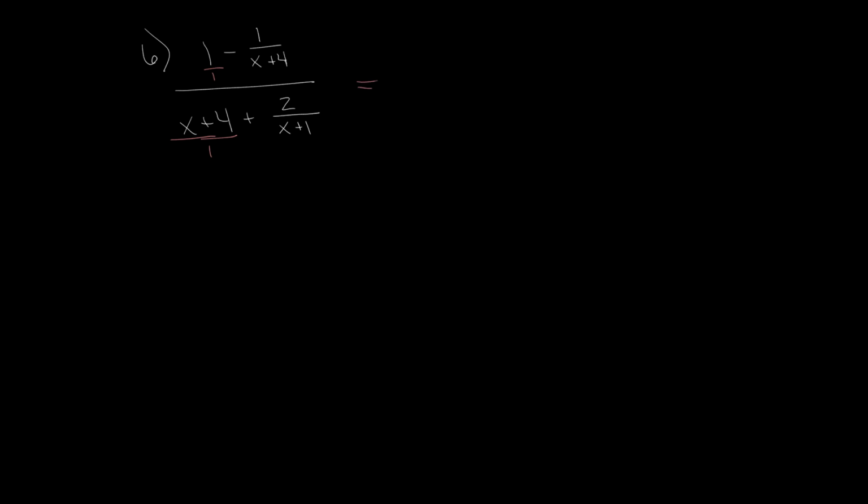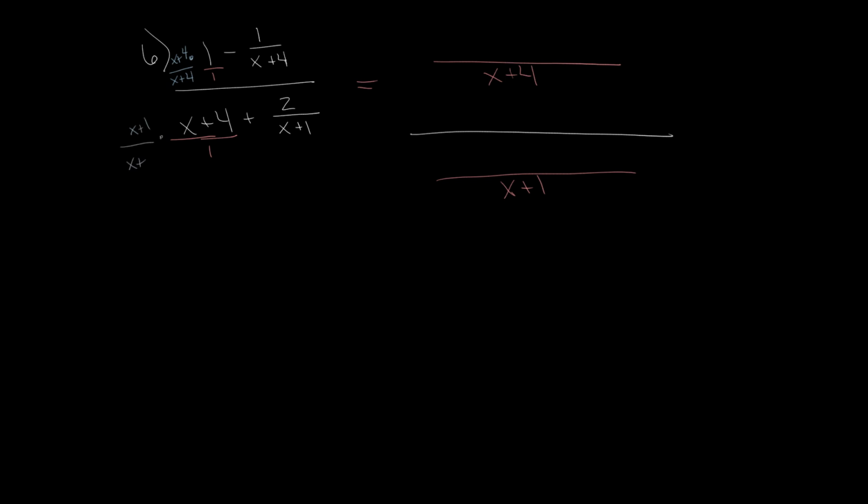My common denominator in the numerator would be x plus 4. My common denominator in the denominator would be x plus 1. We know that because those are the only denominators in the numerator and the denominator right now. All right, so what we're going to have to do is multiply x plus 4, top and bottom right there, and then we're going to have to multiply x plus 1 in the bottom. Okay, so what does that leave us with?